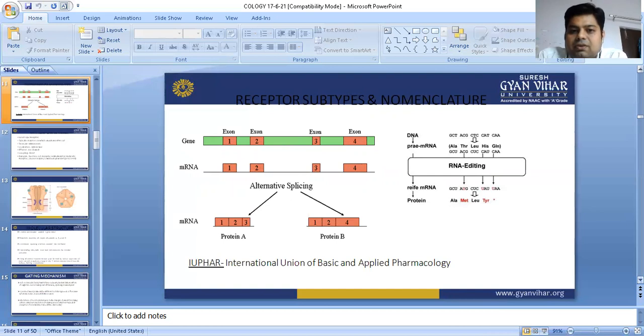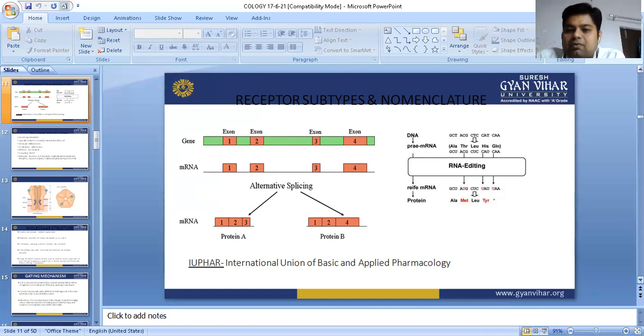Before that, receptor subtypes and nomenclature. What are the receptor subtypes and how are they nomenclatured? According to IUPHAR, the International Union of Basic and Clinical Pharmacology, it is divided into three segments: the genomic segment, the gene segment, and the mRNA segment.